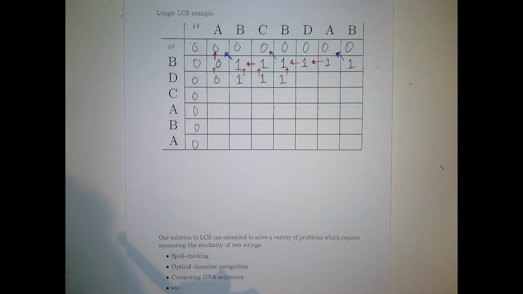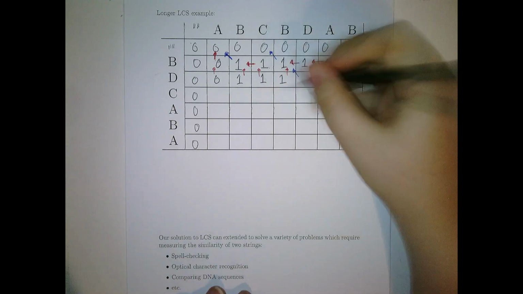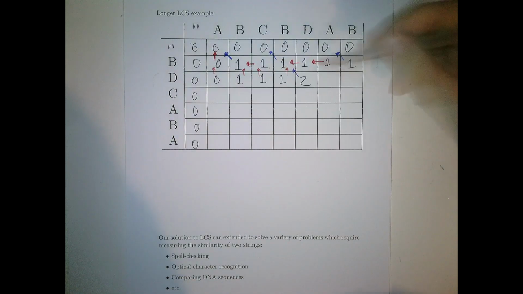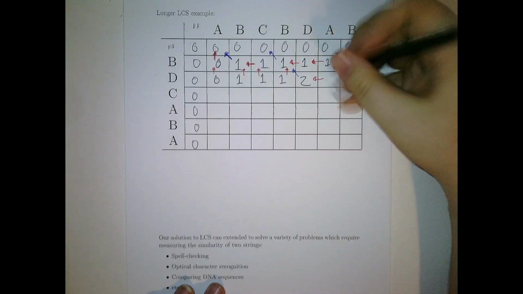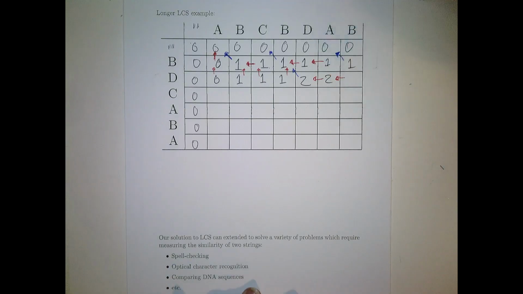D versus D. Oh, this one is a match. Get out the blue pen. It means we're going to add 1 to the diagonal, which means this should be 2. Okay. D versus A, not a match. Take the max. It's going to be our left neighbor, so it's going to be 2. D versus B, not a match. Take our max, and it's left. Feel free to, of course, fast forward if you're confident with what I'm doing, or alternatively pause it and try to fill in the next row yourself and see that you can follow these same rules, that you're confident with how they work.